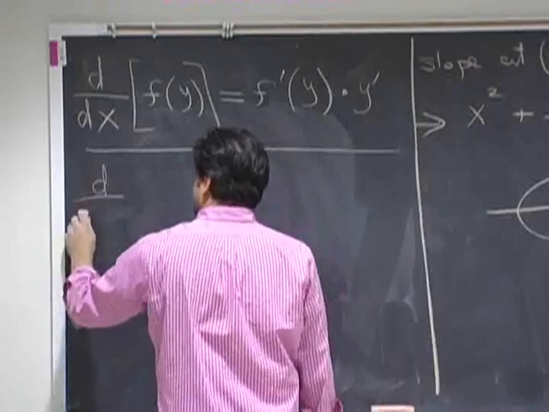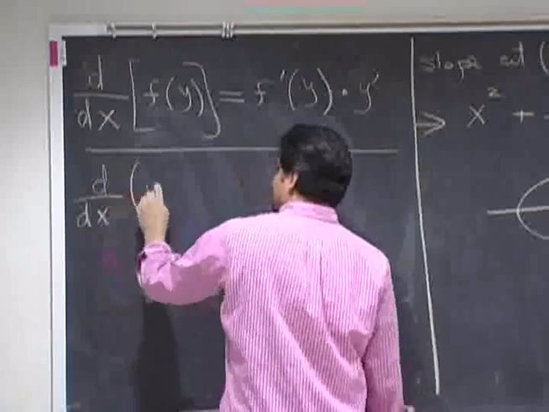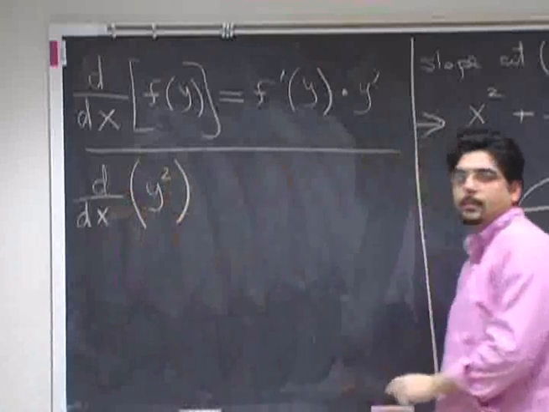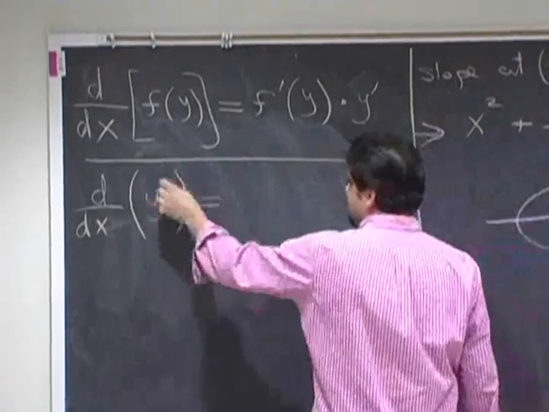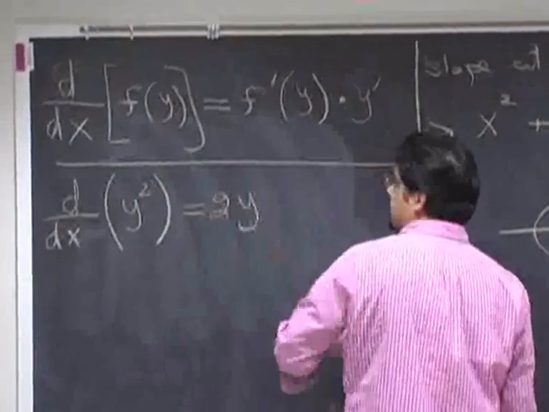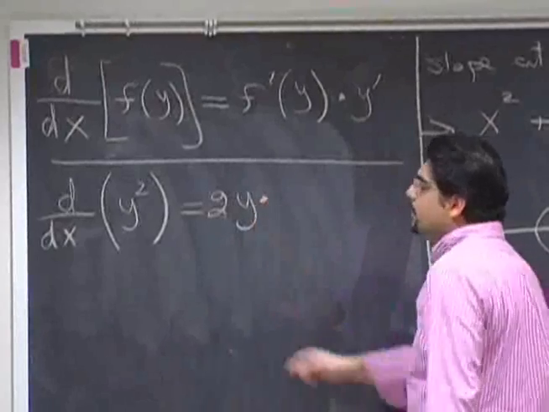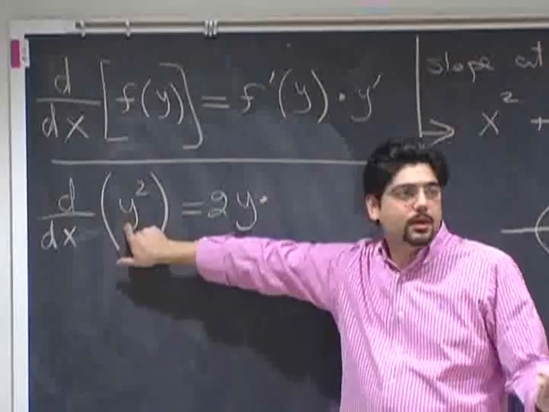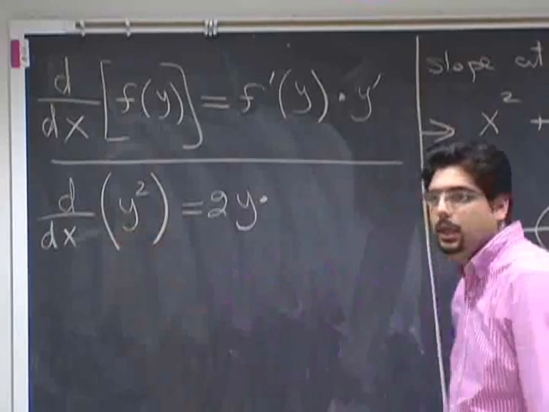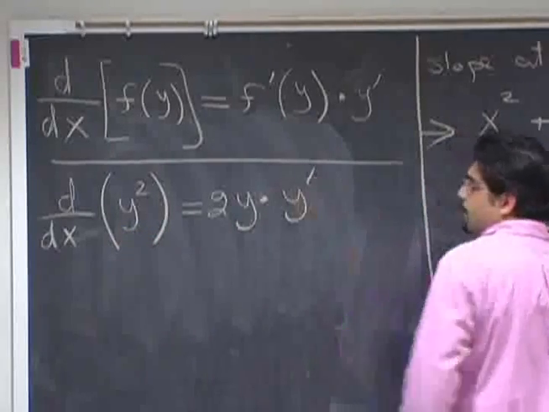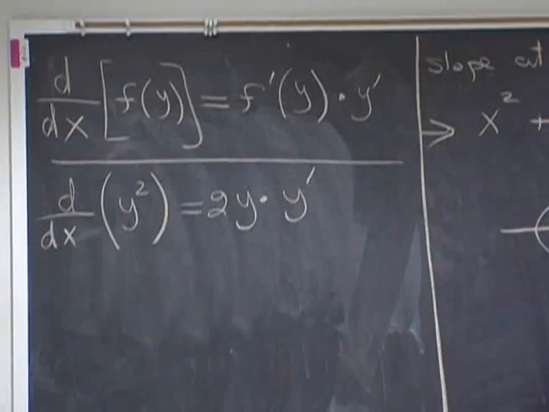The dy/dx of y squared. What is the outer function here? Square function. So what's the derivative then? 2y, times the derivative of the inner function. y is a function of x. So what's the derivative of y? y prime. Is that clear?